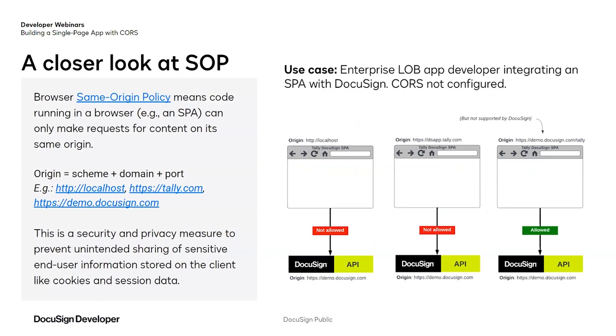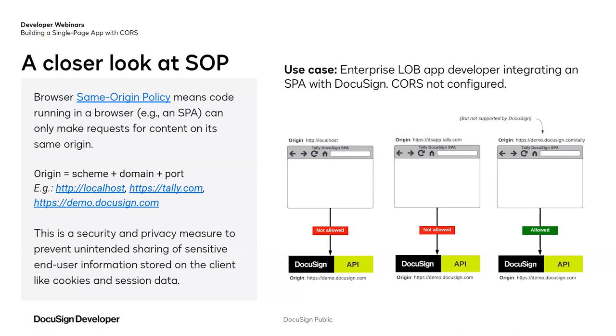An origin is made up of three parts: the scheme, for instance, HTTP or HTTPS, the domain, localhost, tally.com, demo.docusign.com, and a port. Though the ports aren't shown here in the examples, they're often implied. For instance, for HTTP, a popular default port is 80 or 8080, and for HTTPS, 443.